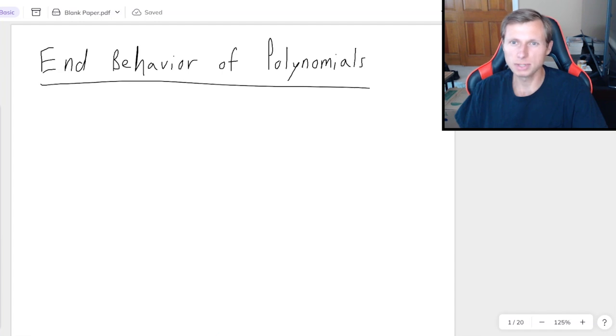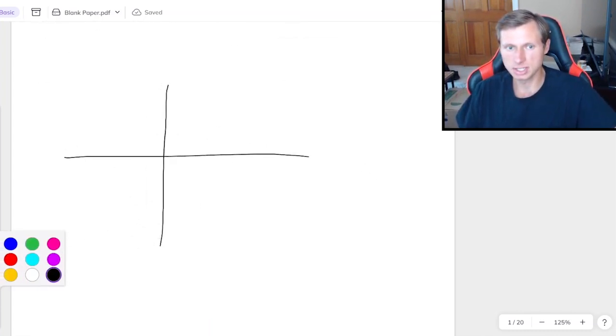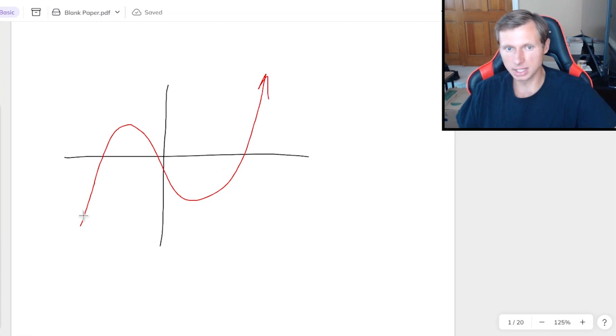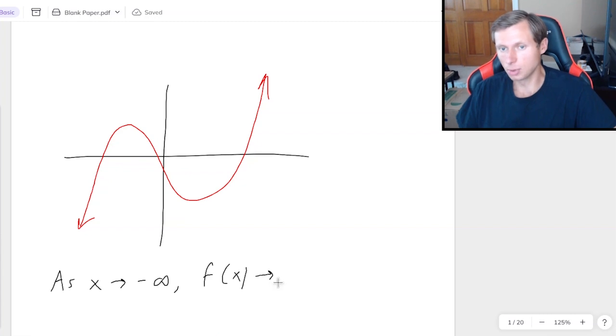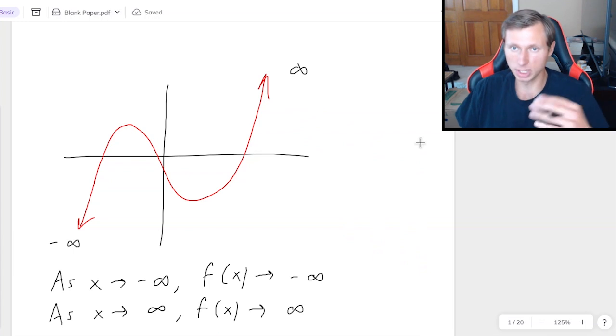In today's video, we're going to be talking about how to find the end behavior of polynomials. So for instance, if I were to give you a graph, and let's say it's some kind of shape like this, I would say that as x approaches negative infinity, in other words the left, then f of x, in other words the y value, approaches negative infinity as well, because as we go left we approach negative infinity. And on the opposite side I would say as x approaches positive infinity, f of x approaches positive infinity, because as we go right we're approaching positive infinity.